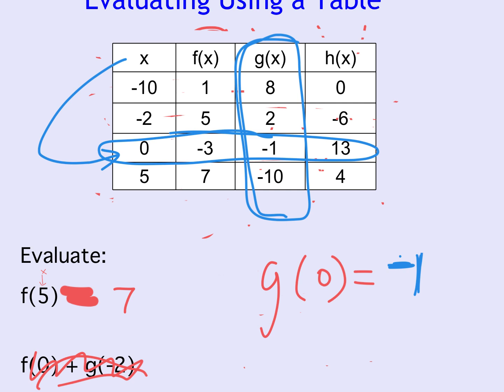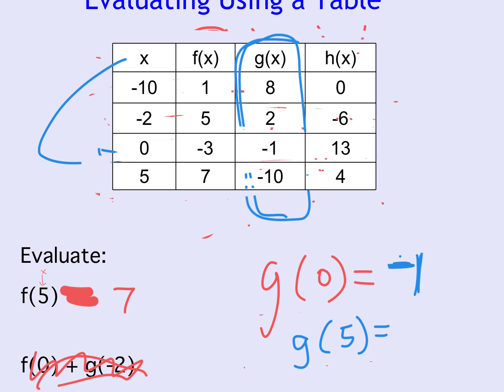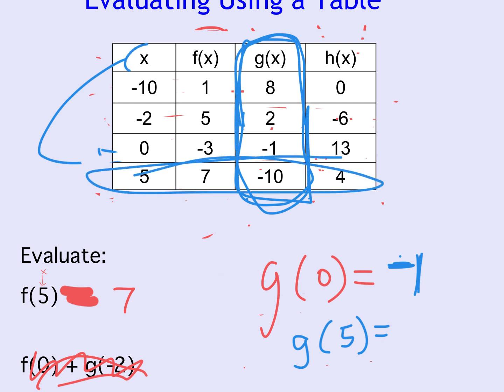Let's do a couple more. These should go faster and faster as you get better at it. What's G of 5? There's G. And here's 5, because this is X is 5, see? G of 5, negative 10. You getting this? Yeah. Okay.